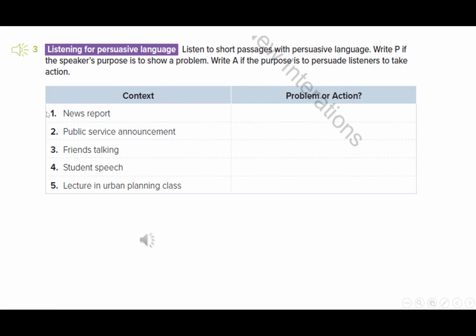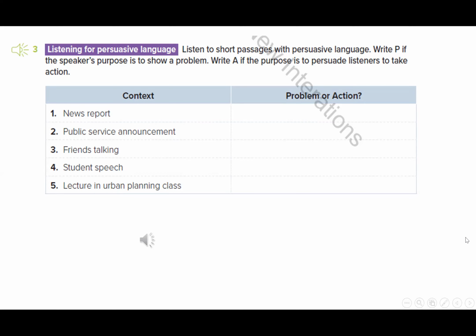We're going to listen to 5 audios. One about news report. واحد بيتكلم عن news report. Public service announcement. Public service, الخدمة العامة. Friends talking. Student speech. And the lecture in urban planning class. We're going to listen to the audio and decide which one is P, which one is A. Listen to the audio.